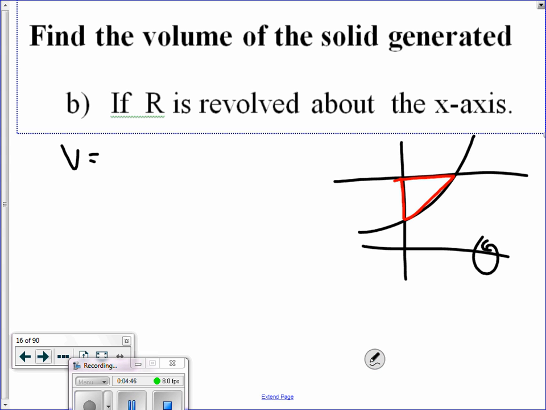So volume equals, when I'm writing out washer method, what's the first thing I should write? Pi. And then the integral of big R squared minus little r squared. Now, you're going about the x-axis. Is it dx or dy?